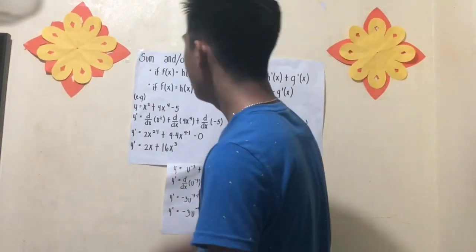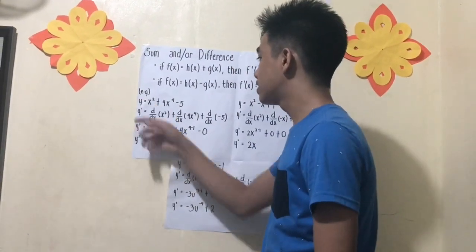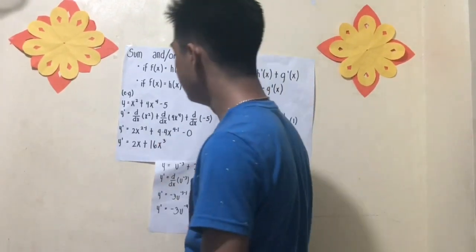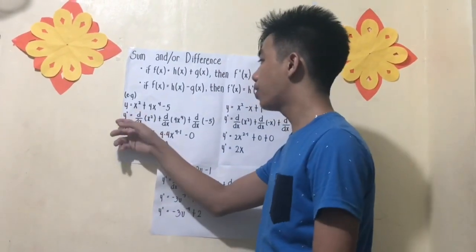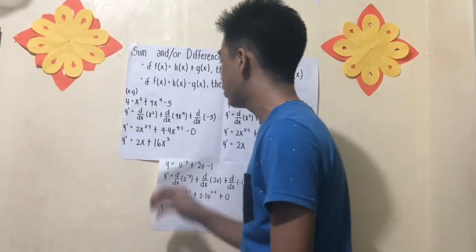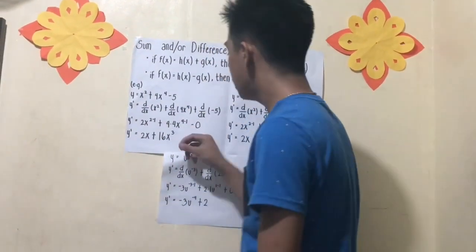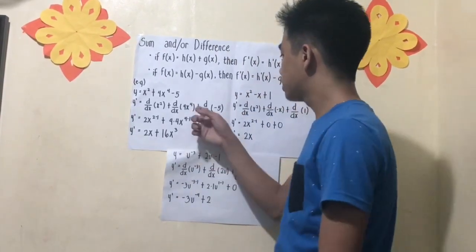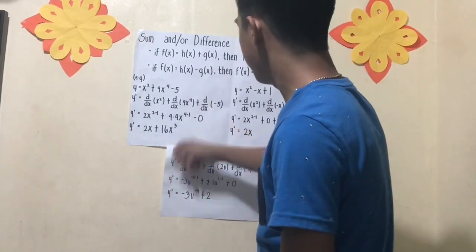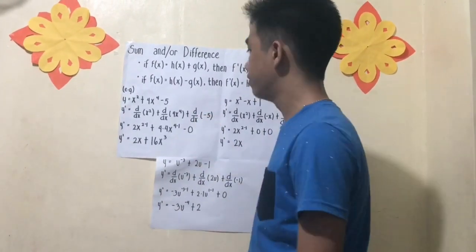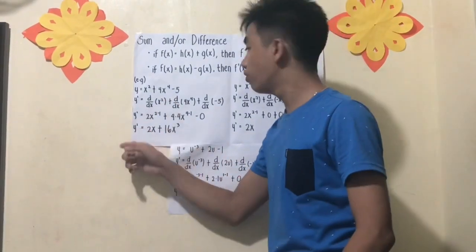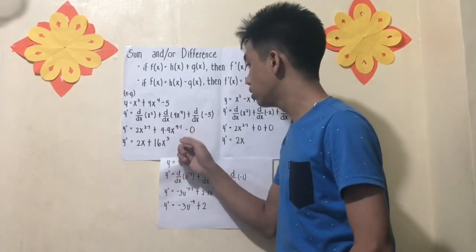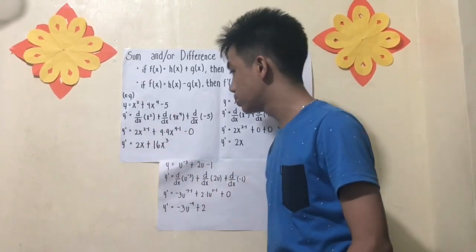Example, y equals x squared plus 4x raised to the power of 4 minus 5. So the solution, y prime equals d over derivative of x squared plus d over derivative of 4x raised to the power of 4 plus d over derivative of negative 5. Using the formula of power rule, constant multiple, and constant rule, we can get these answers.